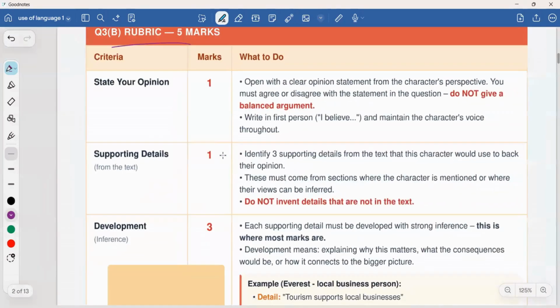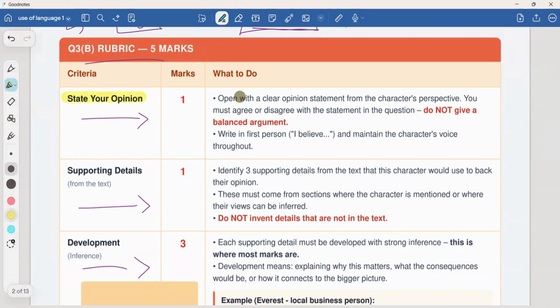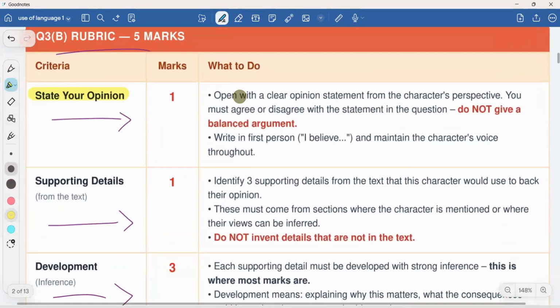So this marking rubric is divided into three things: stating your opinion, supporting details, and then development. Let's see how you can include these three things in your answer. First, let's talk about stating your opinion. I will just summarize it for you in very easy wording.